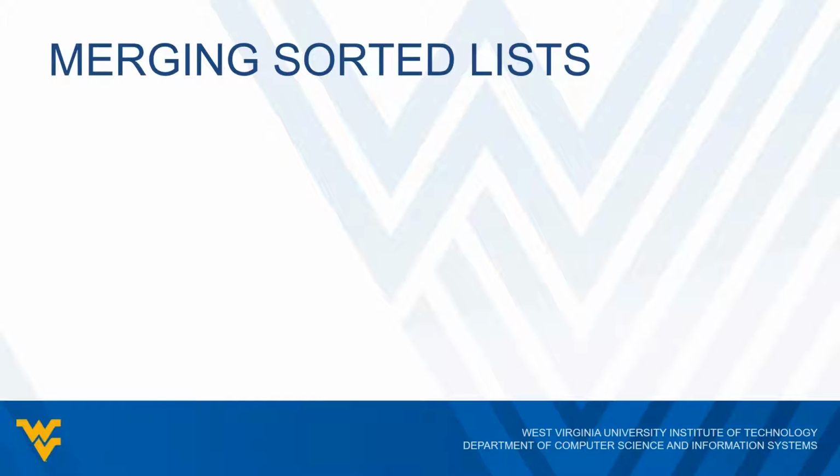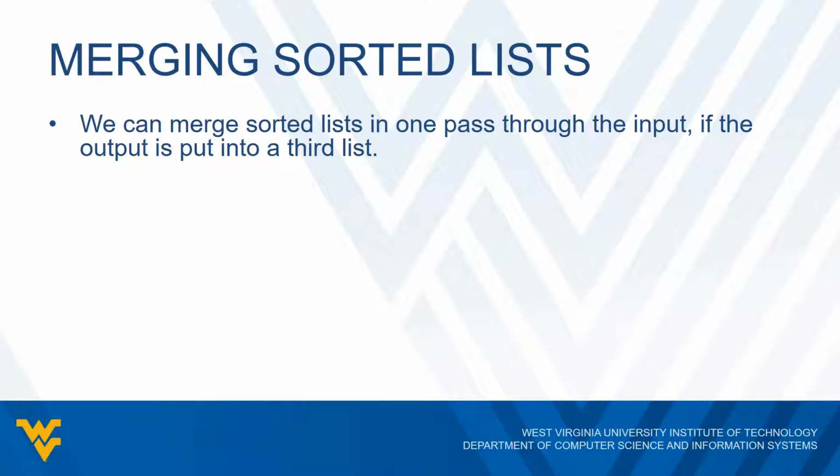So the advantage here is because the lists are already sorted, the way we will merge them is we'll do one pass through the input, and then the output is just going to be put into a third list. So we're going to read both lists, and we're going to put all those entries into a third list, and that third list is going to be sorted.